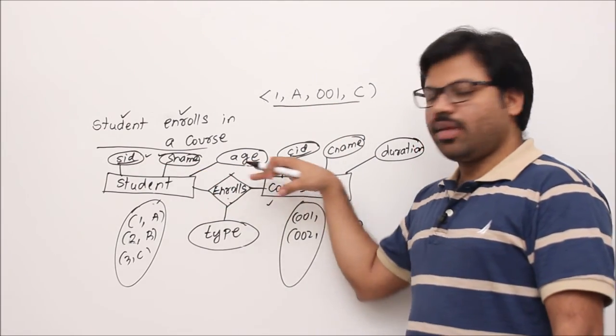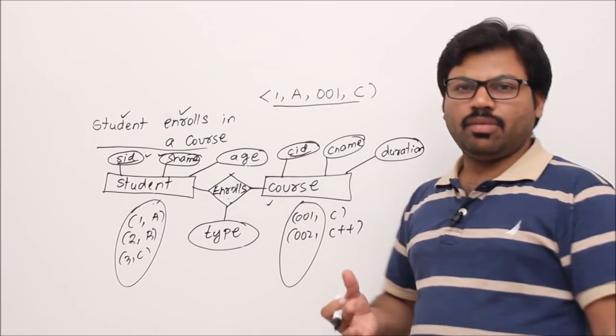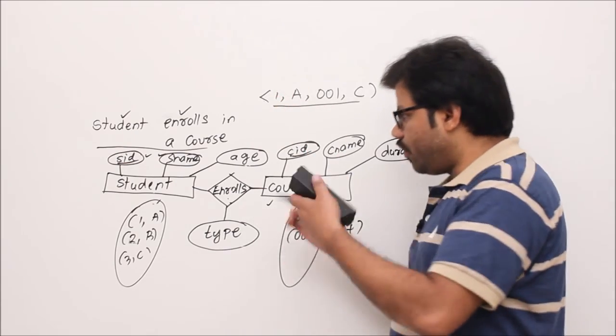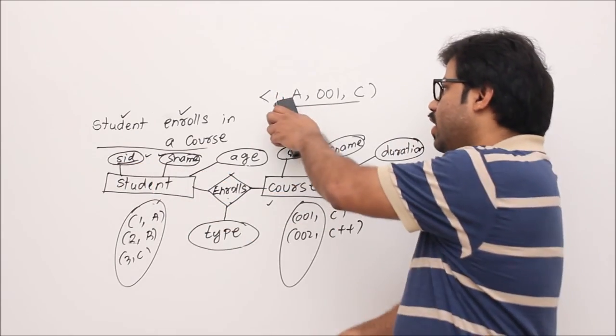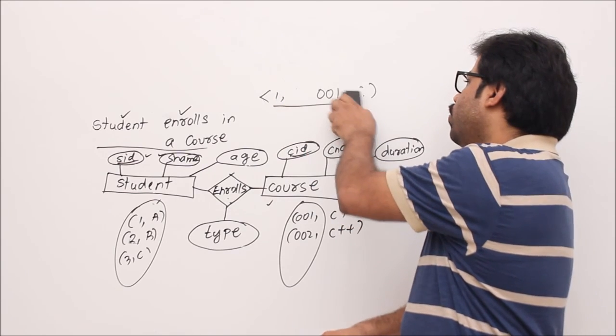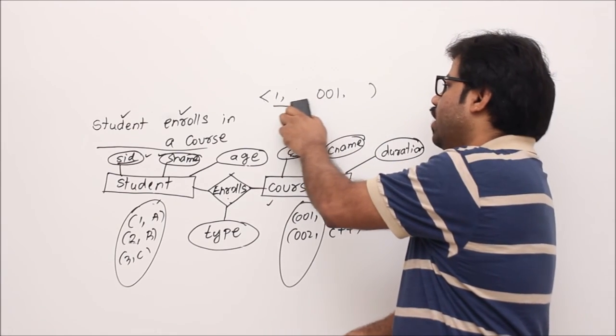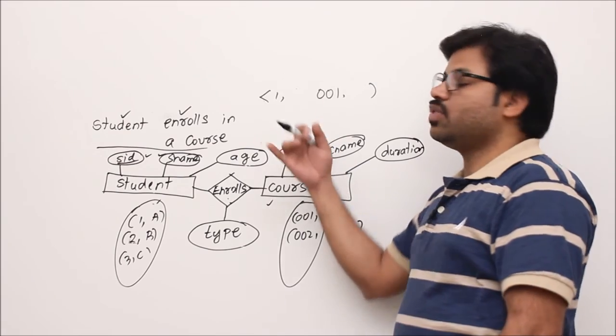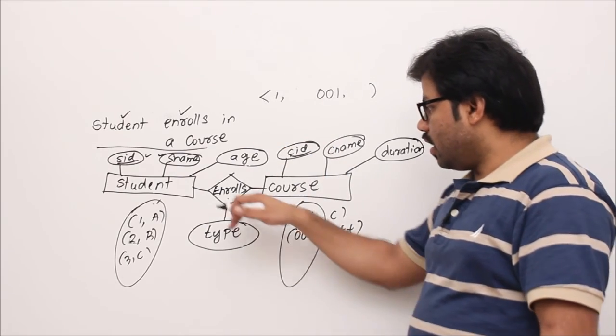Understand? This is ER diagram representation. This is mathematical representation. But however, we know that 1 means A, I can ignore while showing. Correct? 001 means C, then we can ignore redundant information. Right? Essential information is 1 comma 001 and C.